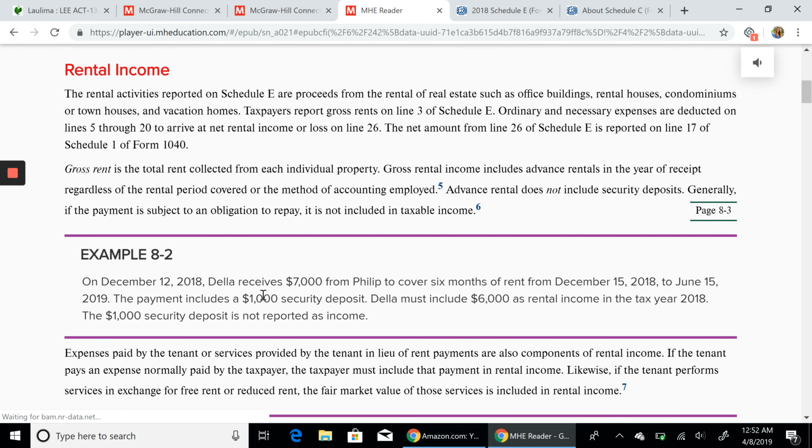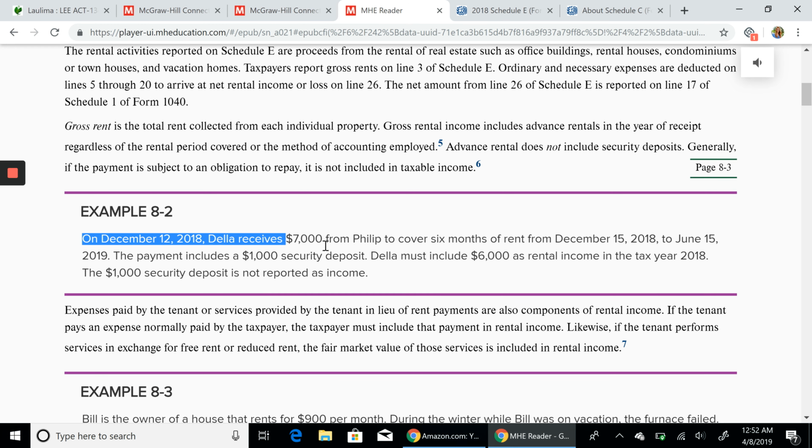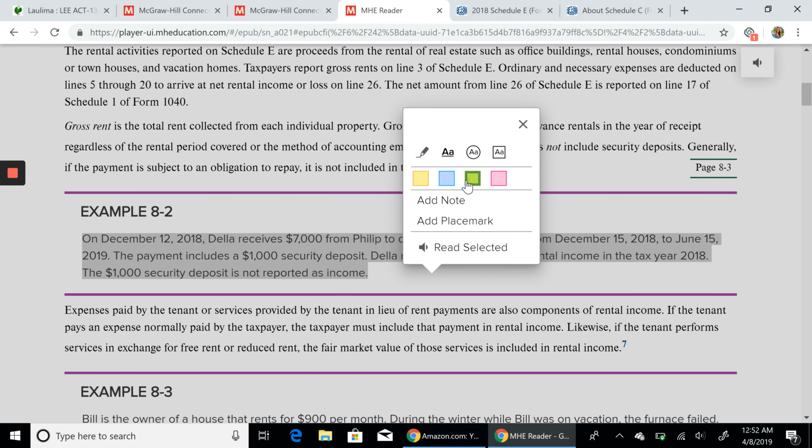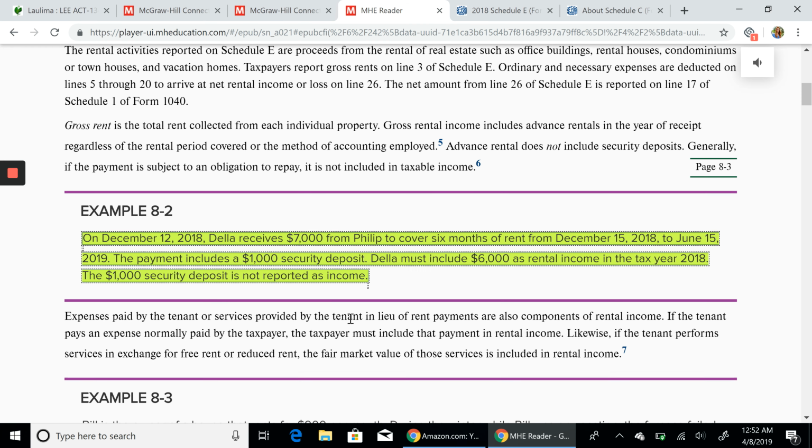On December 12th, here's our example 8-2. On December 12th, 2018, Delia received $7,000 from Philip to cover 6 months of rent from December 15th to June 15th, 2019. The payment includes a security deposit. So, because security deposits are not considered income, because you have to give it back, you would only record a security deposit as income when you actually earn it and need to spend it on improving the property. Then it would be income and an expense at the same time.